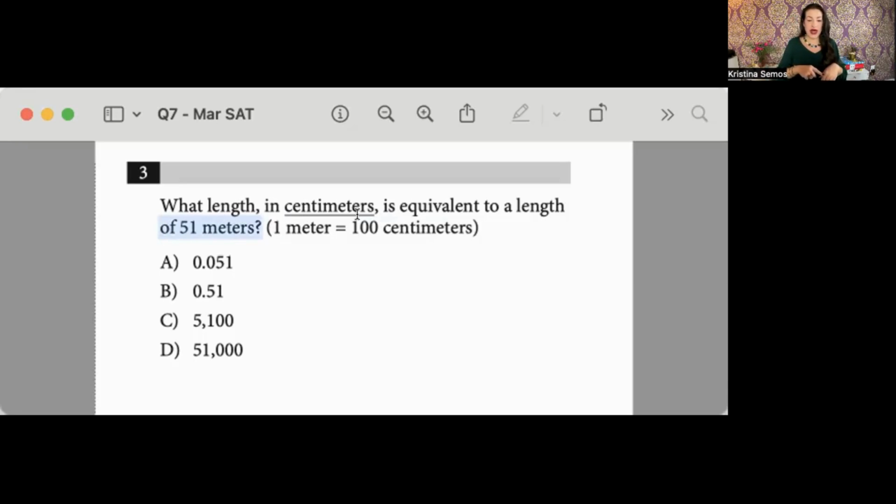My meters cancel out. I have 51 times 100. That is 5,100. Easy peasy. It's C. And that, my friends, is the 7th question type that you're likely to see, a rates conversion question.